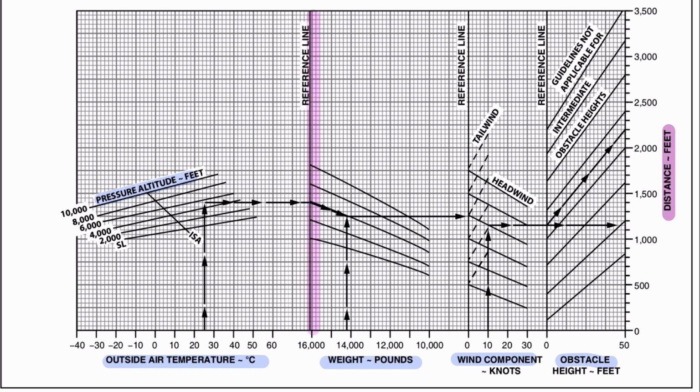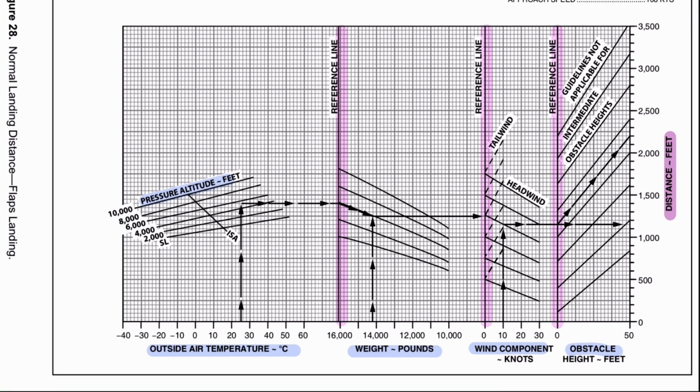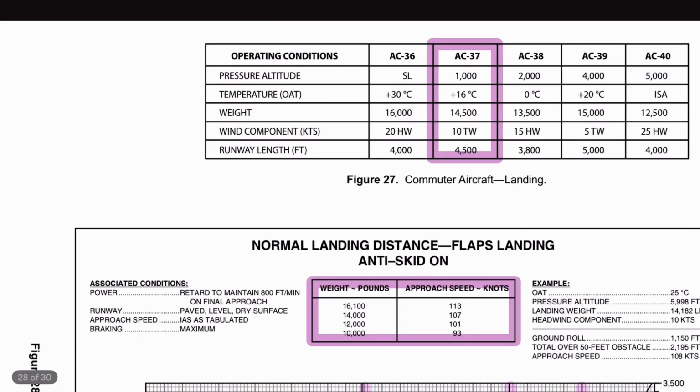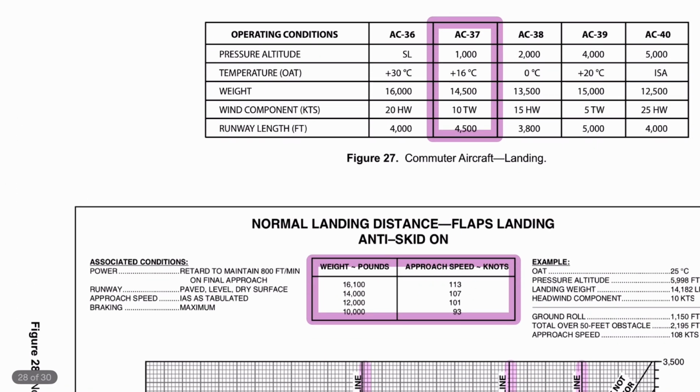If you're in your own book, you can actually highlight these reference lines. You won't be able to take your book into your exam, but if you highlight the reference lines, it'll help you in your studies. So now that we have the reference lines highlighted, we'll just go about the chart as normal. We're going to go over here and look at our temperature outside and our pressure altitude.